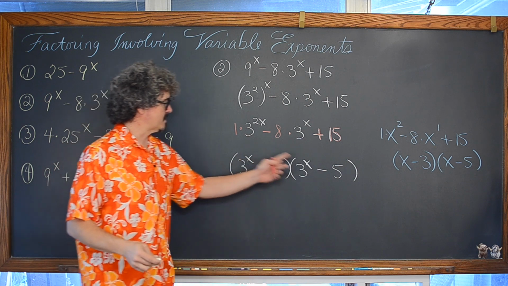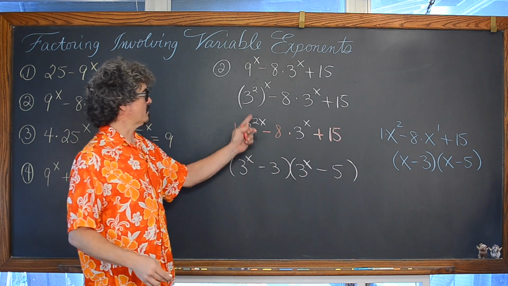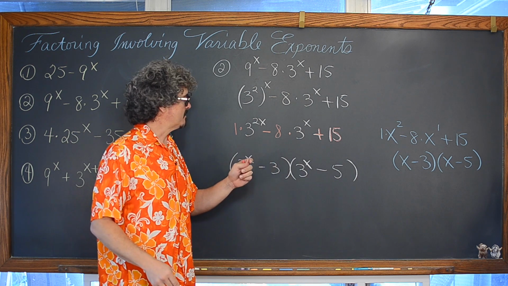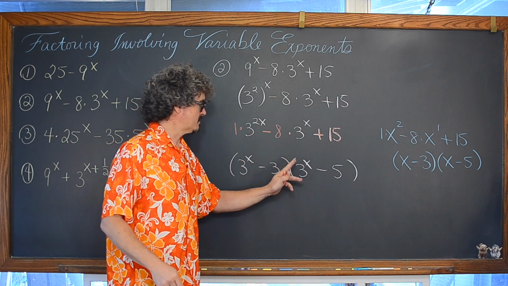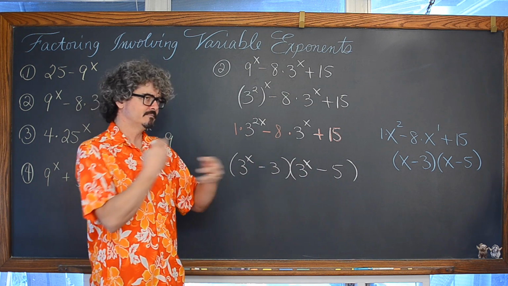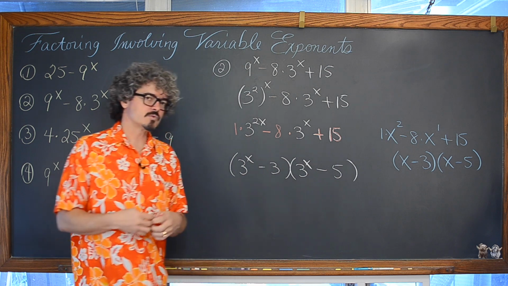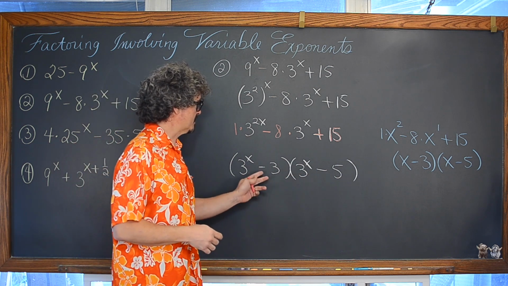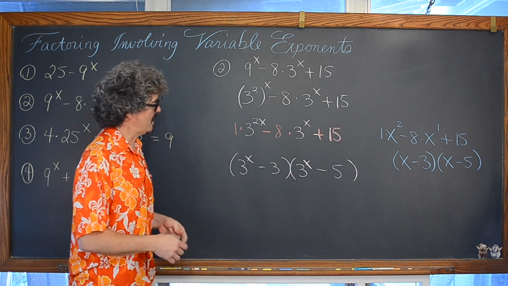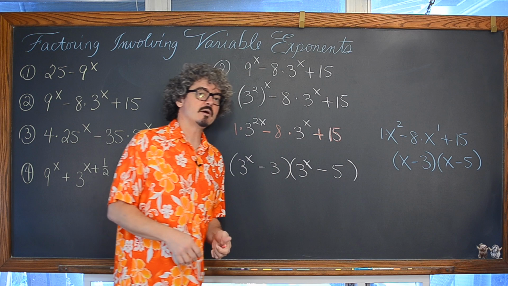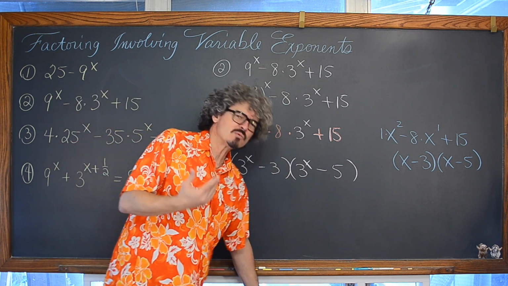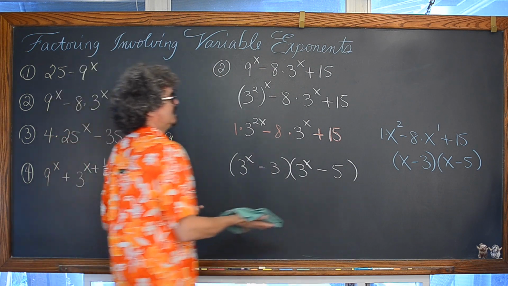And you can double check it. 3 to the x times 3 to the x is 3 to the 2x. 3 to the x times negative 5 is negative 5 times 3 to the x. And then we have a negative 3 times 3 to the x. Combining those with a common base of 3, negative 5 plus negative 3 gives us negative 8 times 3 to the x power. And then negative 3 times negative 5 is positive 15. Okay, so there is our second example factored. See, it's just a review of skills you already know.